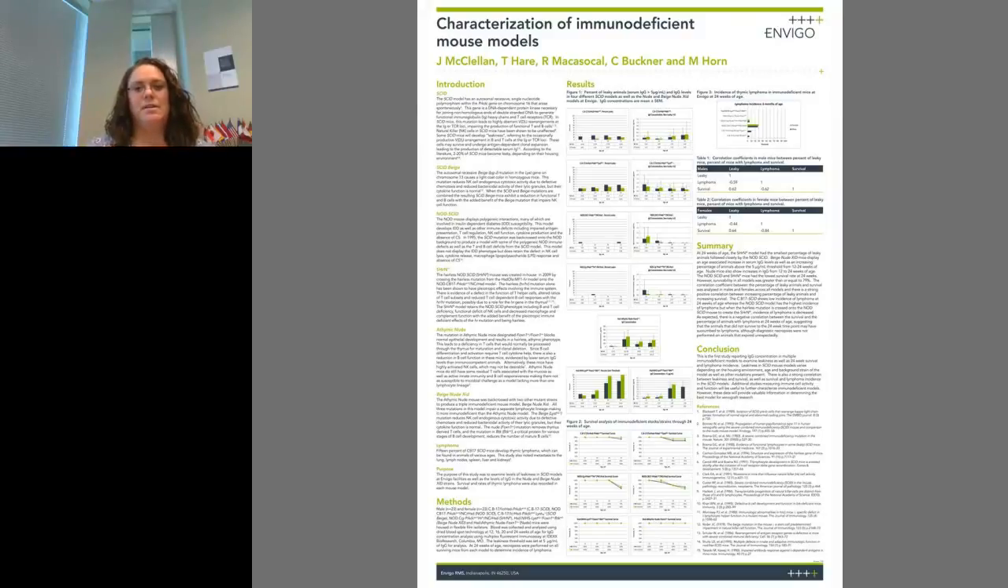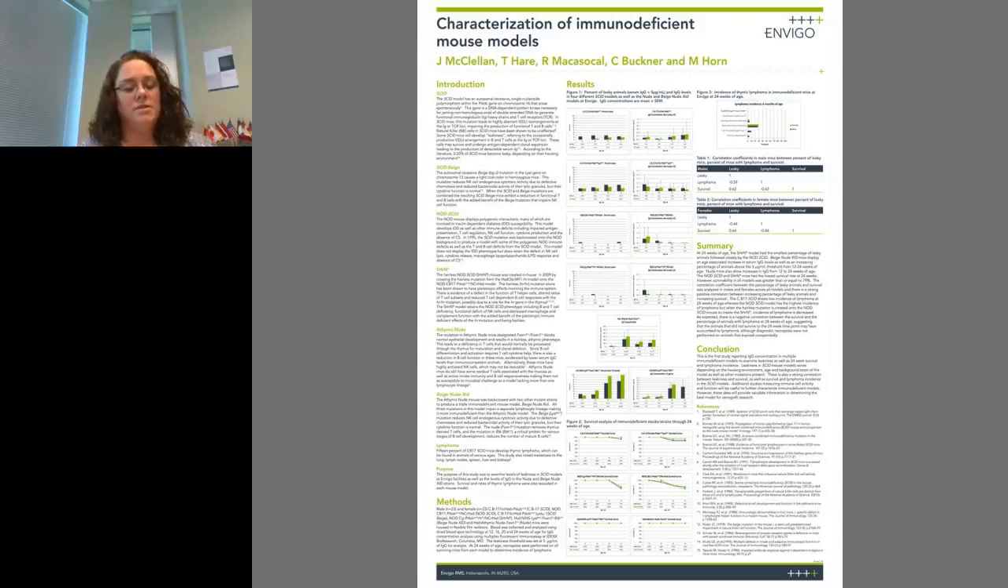I am going to be speaking to you today about my poster on the characterization of immunodeficient mouse models that we have available at Envigo. So the purpose of this study that we did was just to evaluate the immune phenotype in some of our immunodeficient mouse models that we have at Envigo.